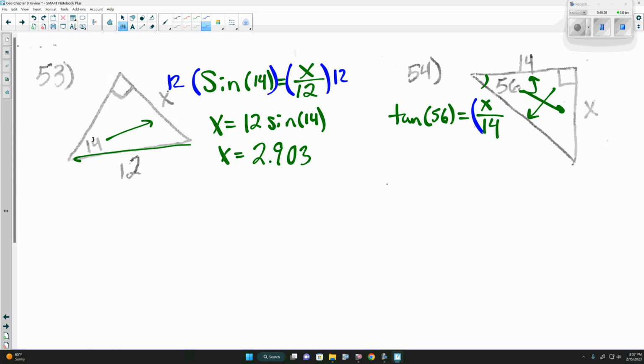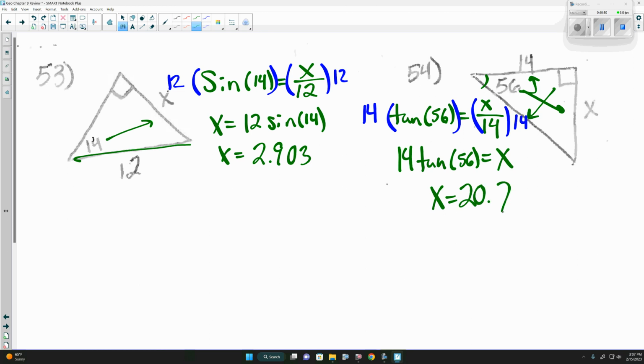Now here, we would multiply both sides by 14, telling us 14 tangent of 56 is, and if we plug it in, I believe we do get 20.7. And that's it. Questions on any of this here?